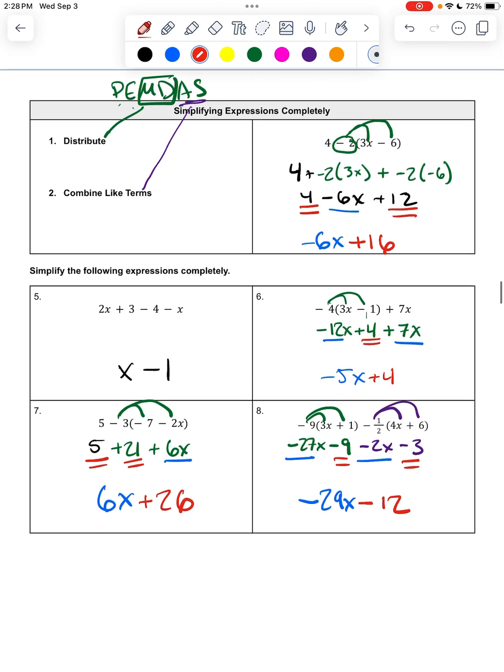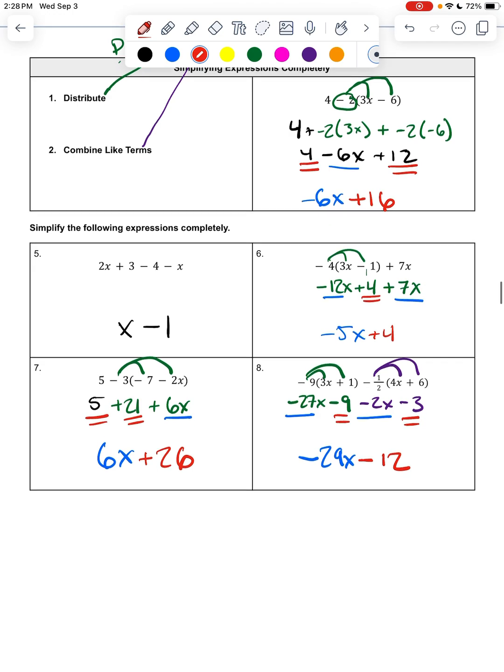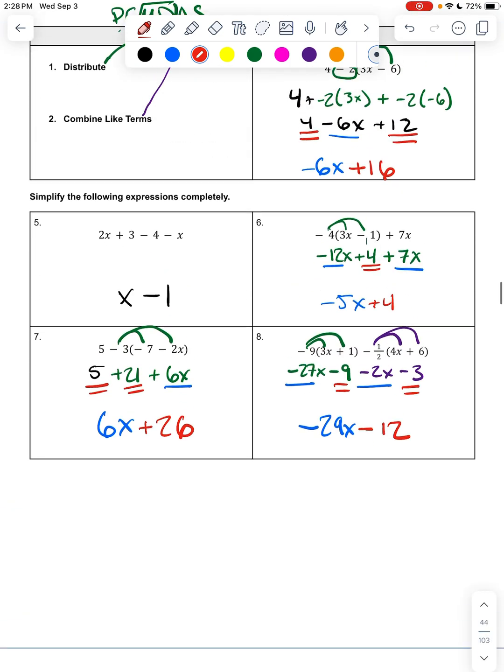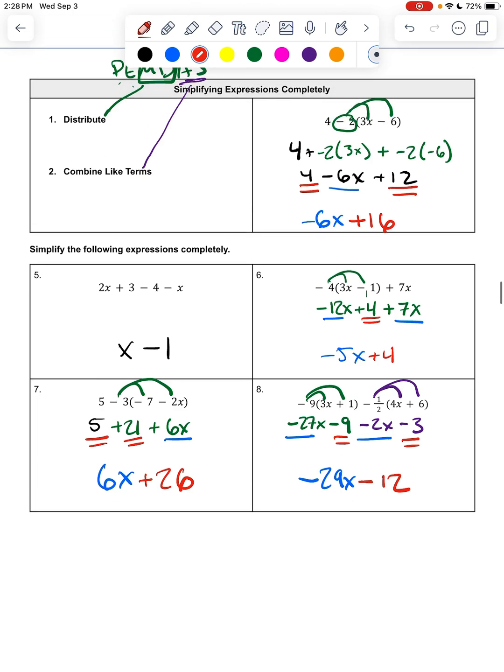So when you are distributing, you must do that first before you combine like terms, and then we look to see if there's any other like terms we can combine. Okay. Remember that if they have different variables, you cannot combine them together.